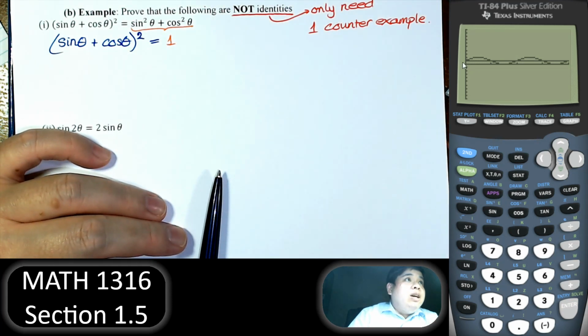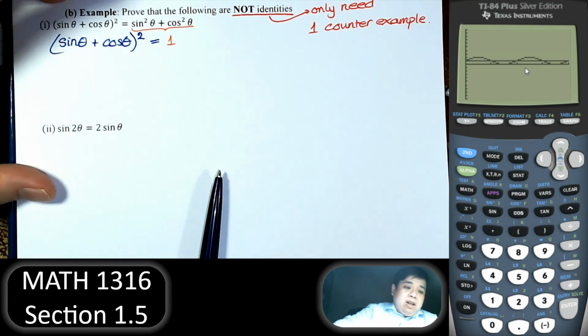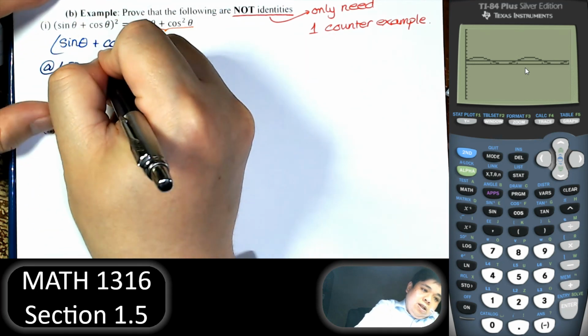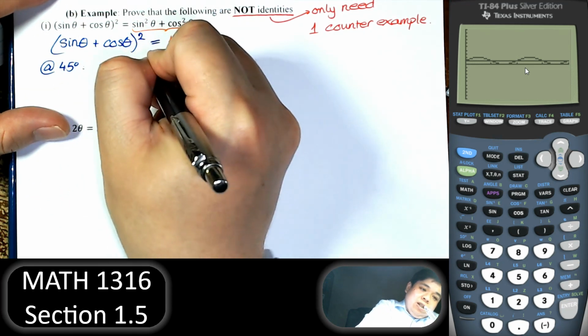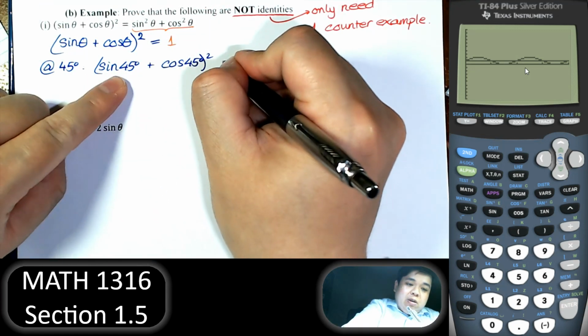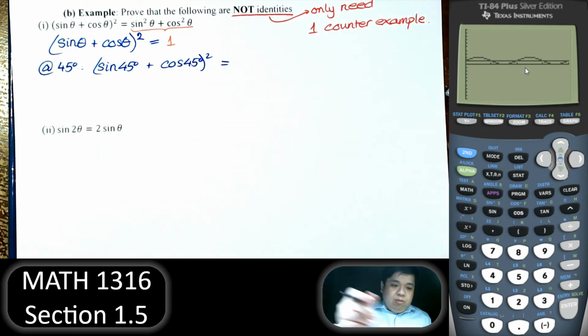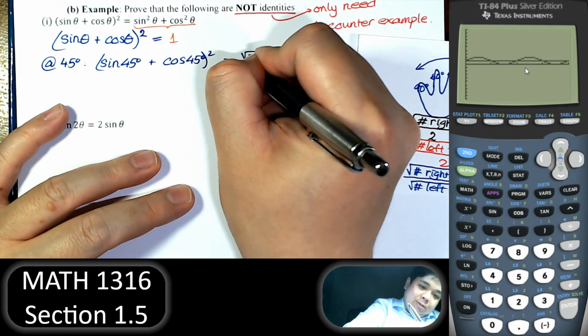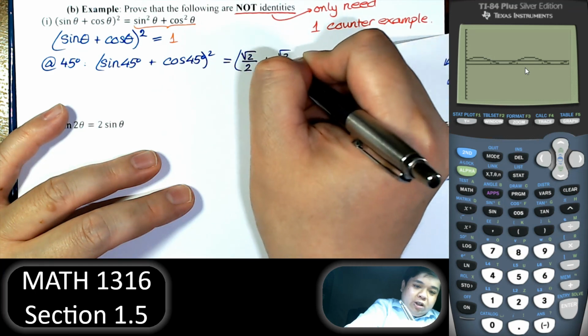So we look on the graph where it's not equal to 1. Well, we see that somewhere below, between here, like 45 degrees, right? Because it's a 90-degree increment, so this would be 45 degrees. So let's say at 45 degrees, sine of 45 degrees plus cosine of 45 degrees squared. Sine 45 degrees is square root of 2 over 2, plus square root of 2 over 2.